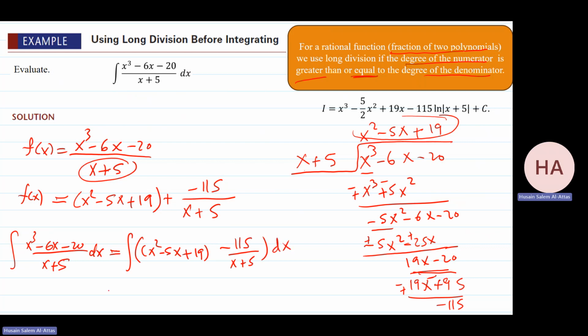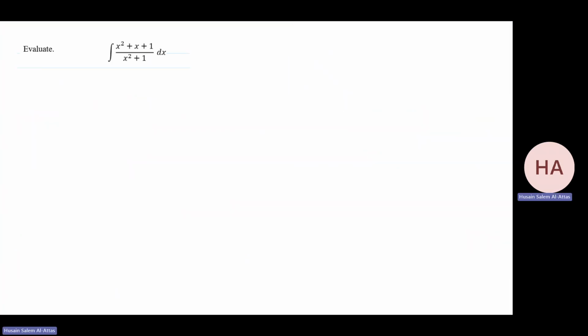Now I need to do the integral of this one, which is very easy. x cubed over 3 minus 5x squared over 2 plus 19x minus 115 ln of absolute value x plus 5 plus c, which is this one. Okay. The same idea. Now the degree is the same, so I need to do it. There are two ways to do it, either by the long division.